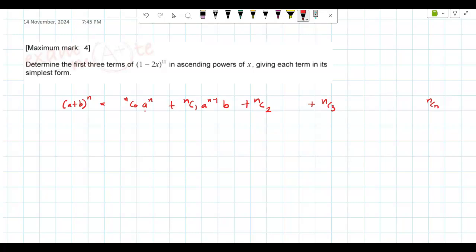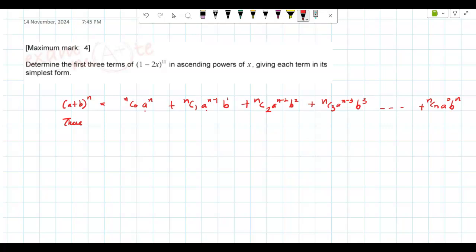Then the power of a will keep on decreasing: a raised to n, a raised to n minus 1, a raised to n minus 2, a raised to n minus 3, correct, up to a raised to n minus n, so a raised to 0, the last one. The power of b will keep on increasing. This b raised to 0 is basically 1, so I didn't write it. Then b raised to 1, b raised to 2, b raised to 3 and so on till b reaches its pinnacle of b raised to 11.